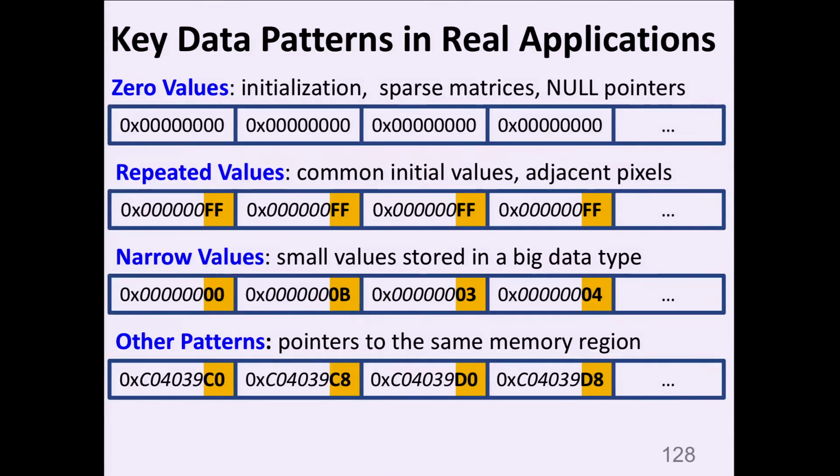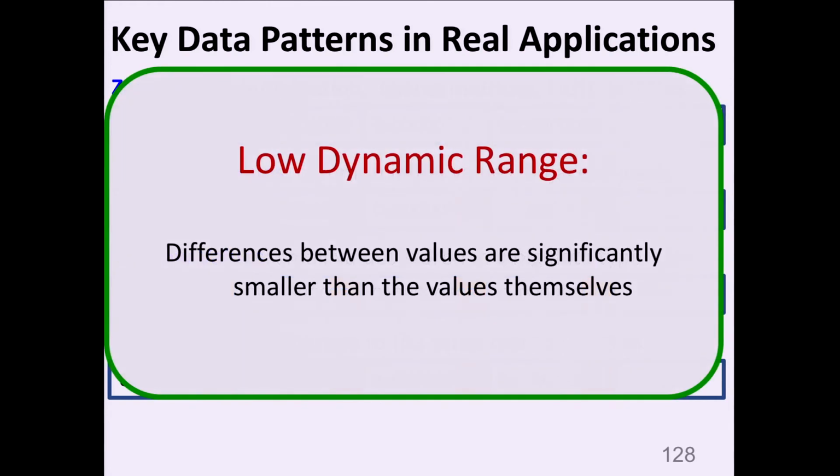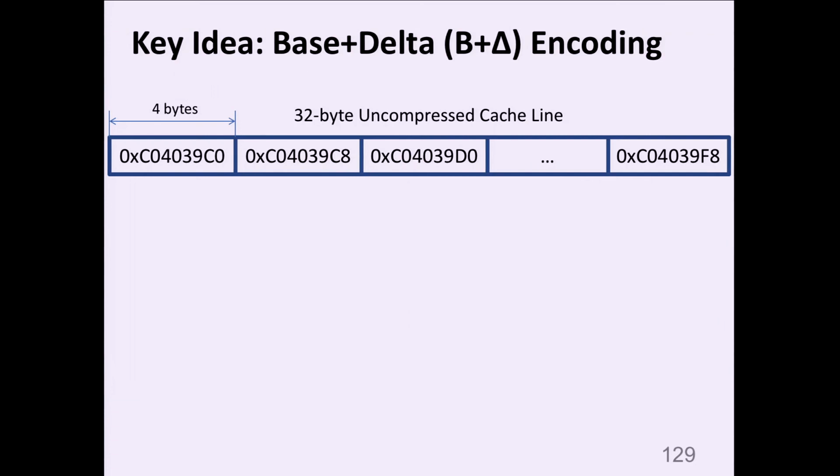Okay, so what is common across all of these? The realization in this work is that you have low dynamic range. Basically, the differences between values are significantly smaller than the values themselves. So why don't we encode only those differences? The idea is you encode a base value, and you encode the deltas from it.